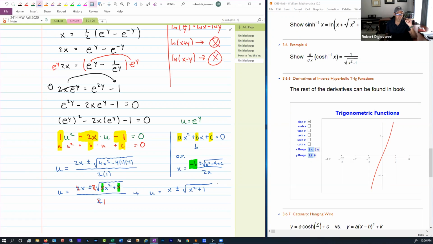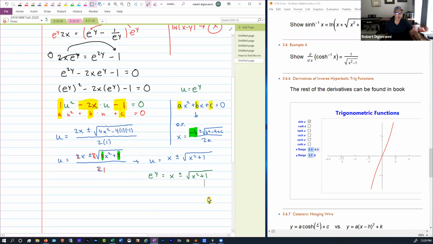Now, what was u? E to the y. Okay, so let's substitute that back in. E to the y equals x plus or minus the square root of x squared plus 1. Now you can take natural log on both sides because you have e to the y by itself, right? You have it as a single factor. So now if I take natural log on the left and natural log of everything on the right, the natural log and e kill each other off, and you get y equals natural log of x plus or minus the square root of x squared plus 1.